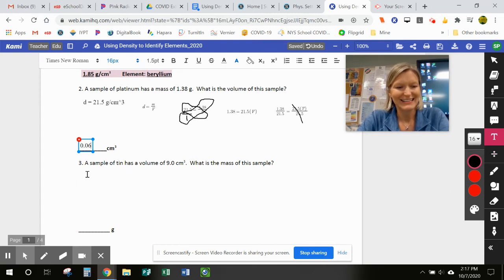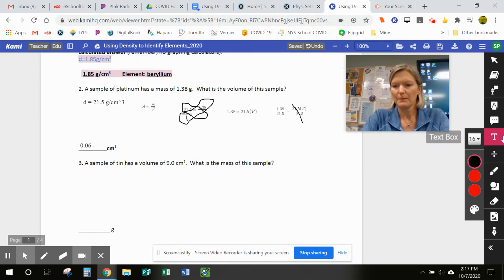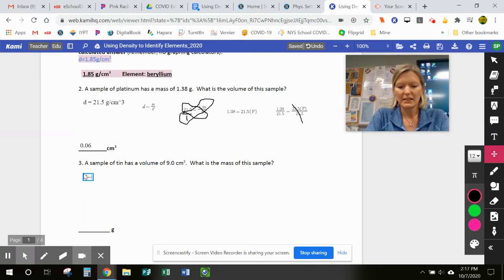The next one says a sample of tin has a volume of 9.0 centimeters cubed. What is the mass of the sample? Now up here, when I was doing the math, I didn't put any of the units in. You probably should, but for starters, we're just going to leave them out. Okay, we're using the same equation. D equals mass over volume. We're going to substitute in what we know. I looked it up, and my density equals 7.287 grams per centimeter cubed.